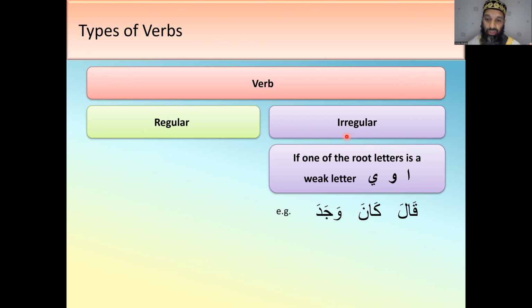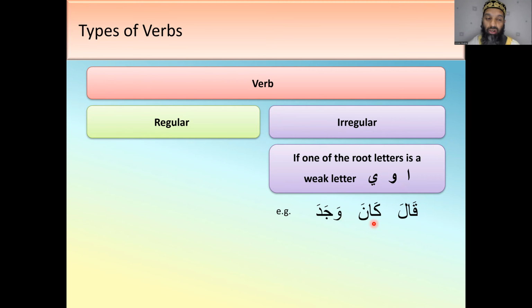But for now, you need to be able to identify what is an irregular verb, what is a weak verb or hollow verb. So if one of the root letters has a weak letter, and weak letters in Arabic are alif, waw, or ya. These are the mad letters as well. So qala is a weak verb, an irregular verb. Kana is an irregular verb. Wajada is an irregular verb.